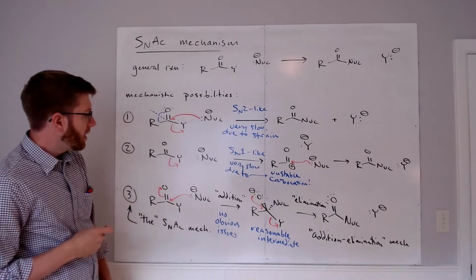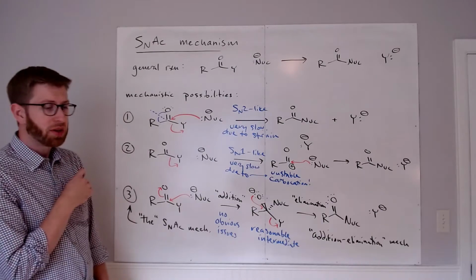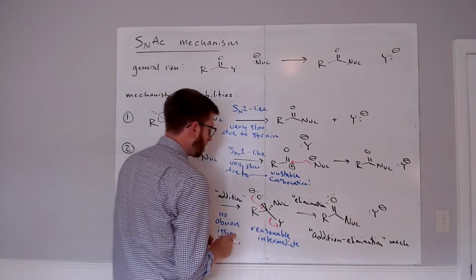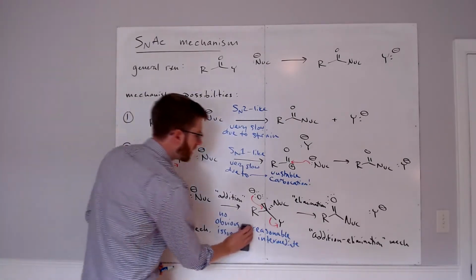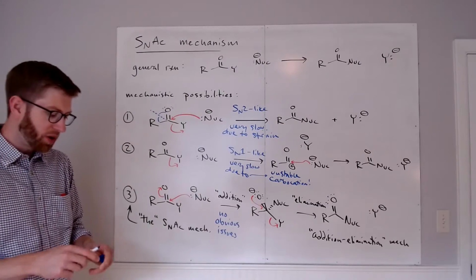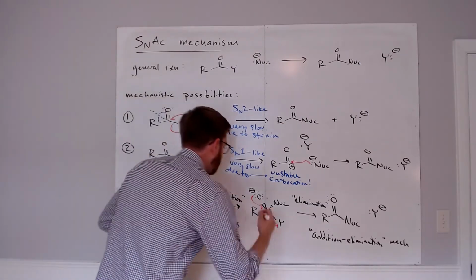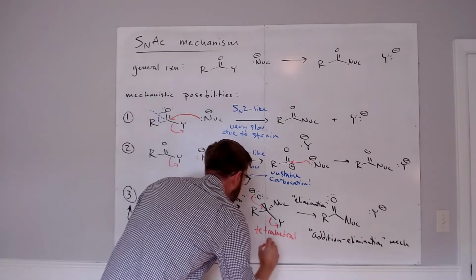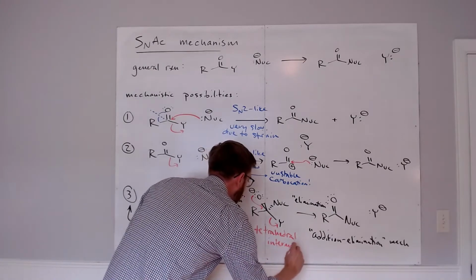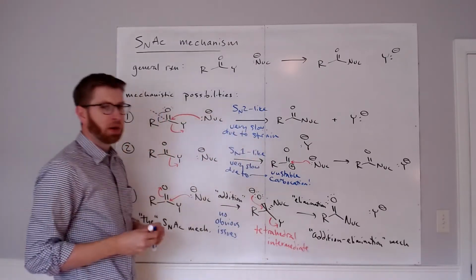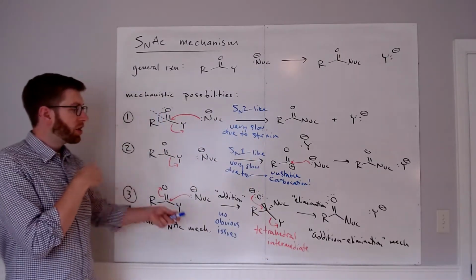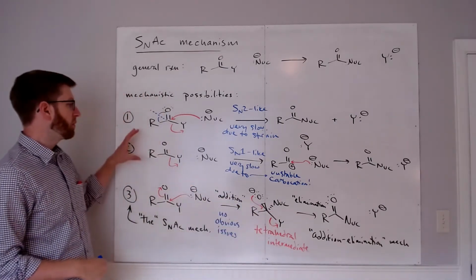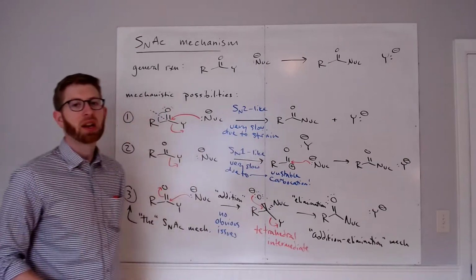The other thing that we can say here is that there's one other piece of nomenclature that's worth knowing, and that is the name of this intermediate. We call it a tetrahedral intermediate. I bet you can guess why. So what we can say is this addition-elimination mechanism proceeds through a tetrahedral intermediate in the same way that an SN1 mechanism proceeds through a carbocation intermediate.